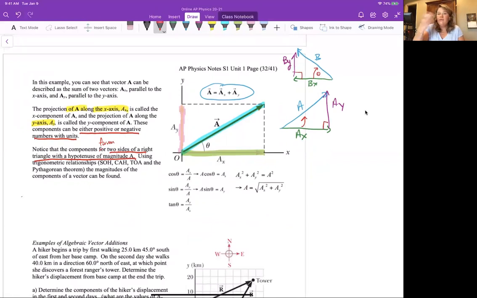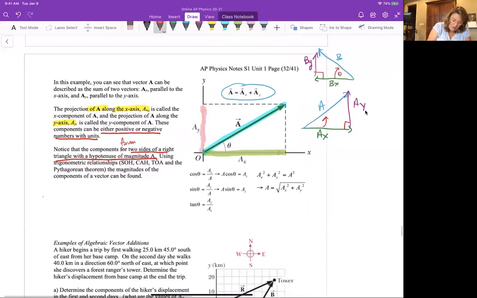Okay, so now that I have a right triangle, if I know the components of a vector, I can use trigonometric functions to find everything else I need to know. I can find the hypotenuse, which is the resultant. I can find the angle, which will give me direction. Or if I'm given the resultant vector and asked to break it down into its components, as long as I have the direction, I can determine that as well.